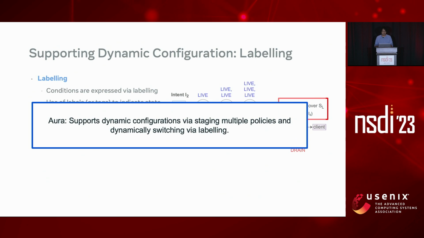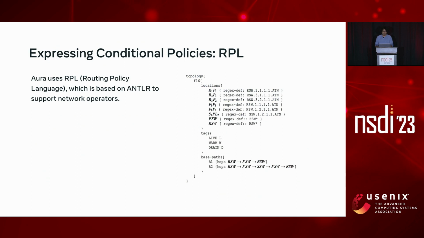So Aura supports dynamic configuration via staging multiple policies and dynamically switches between these policies via labeling. Finally, Aura introduces RPL, which stands for Routing Policy Language, which is based on ANTLR, to allow network operators to express these conditional policies.